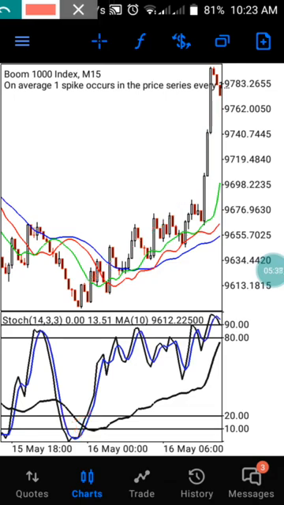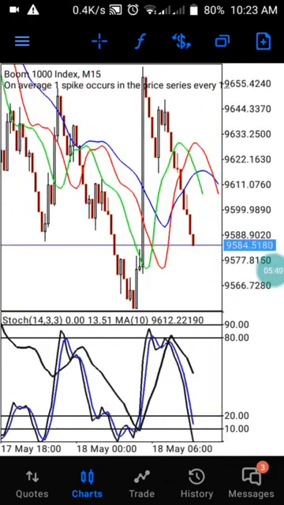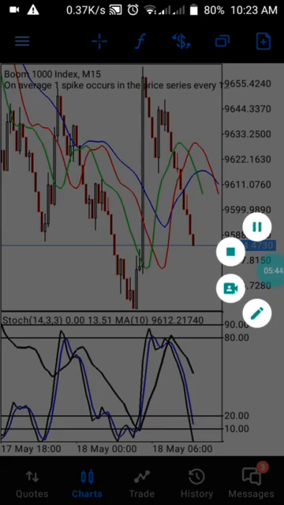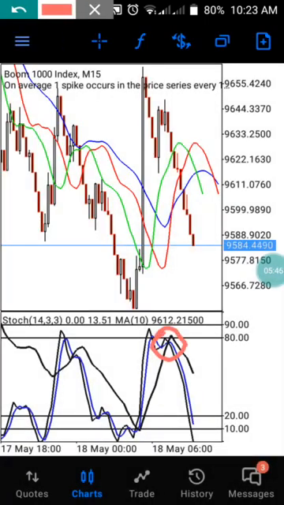Let me show you the settings of this strategy and how you can use this to trade successfully. You see there is another entry at this particular moment. It also gives us a down entry, which you can also take. So let me show you the settings of this strategy so that you also can have it.